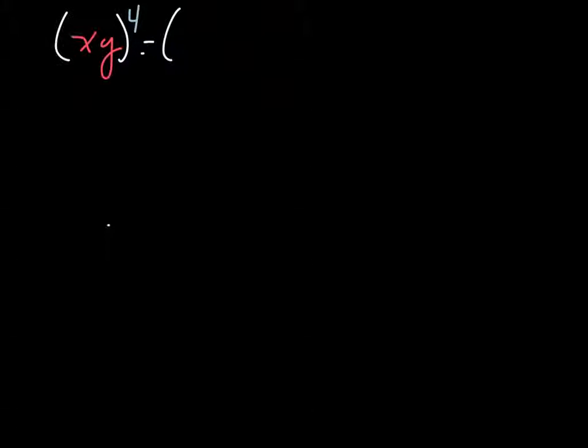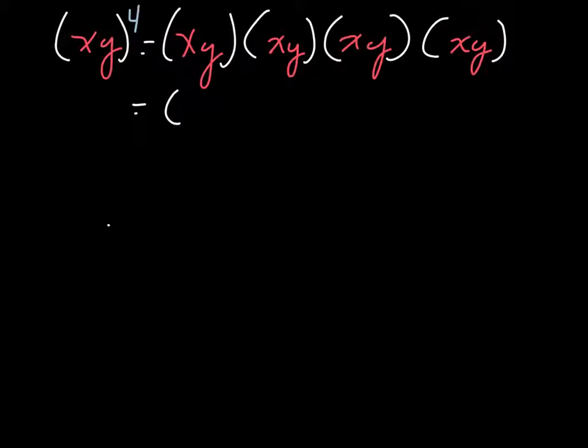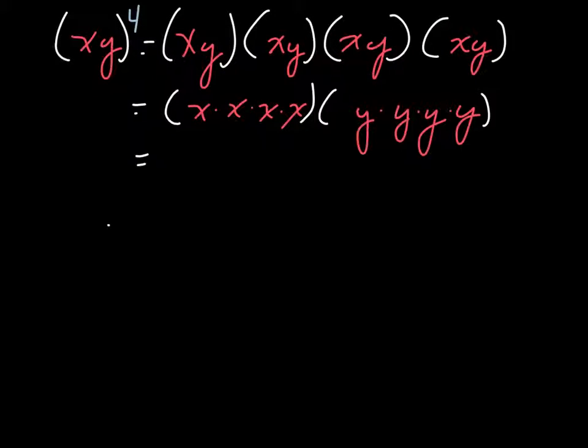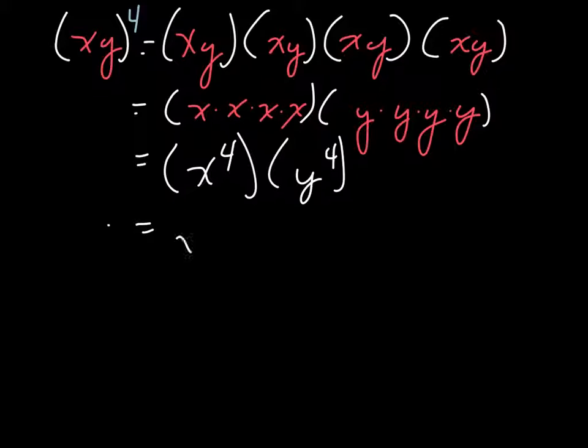Let's look at a couple more examples to develop a pattern for the power of a product. If we look at xy to the fourth, we would have xy times itself 4 times, which, if we combine our commutative and associative properties again, we could group our x's and our y's. So we end up with x to the fourth and y to the fourth. I guess we don't need those parentheses. We could just write it as x to the fourth, y to the fourth.